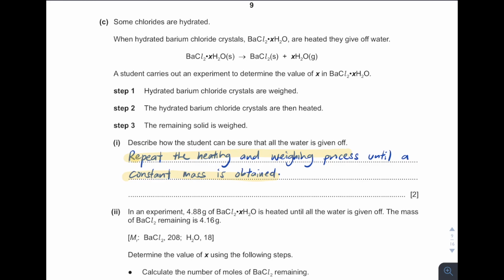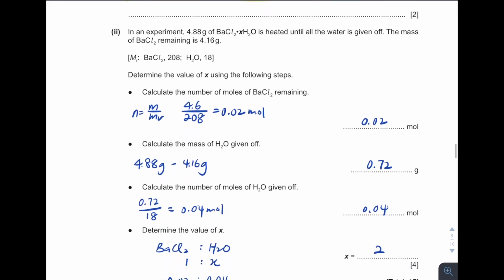The next one, mole calculations. The number of moles of barium chloride. First, what is the information you have about barium chloride? 4.16 grams, isn't it? You are given the mass. So the formula to be used is always mass over relative molecular mass. So 4.16 divided by, given here, 208. You press on the calculator, you get 0.02 mole.